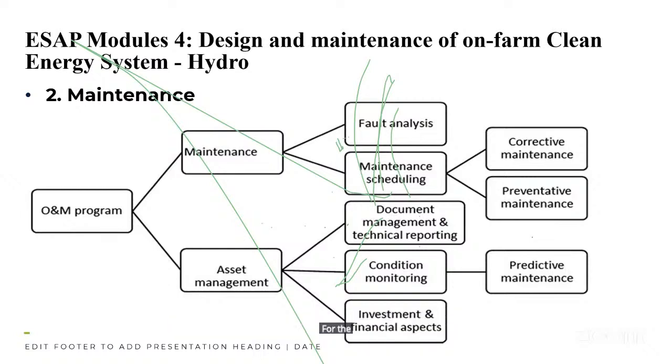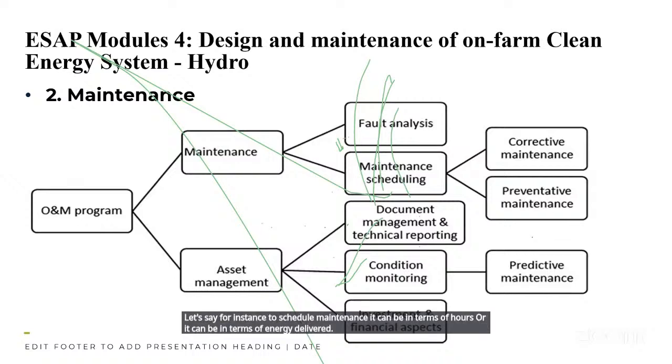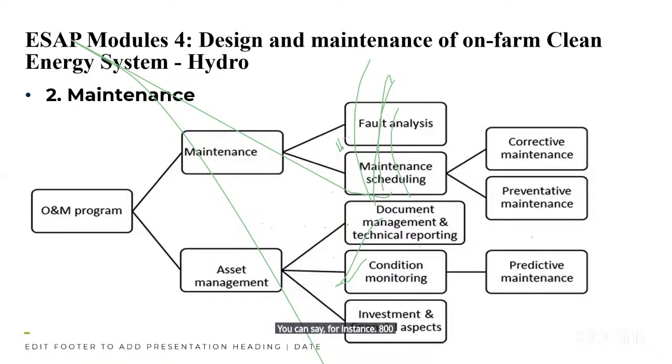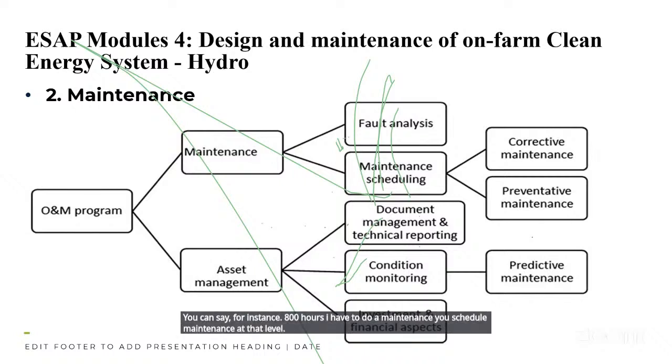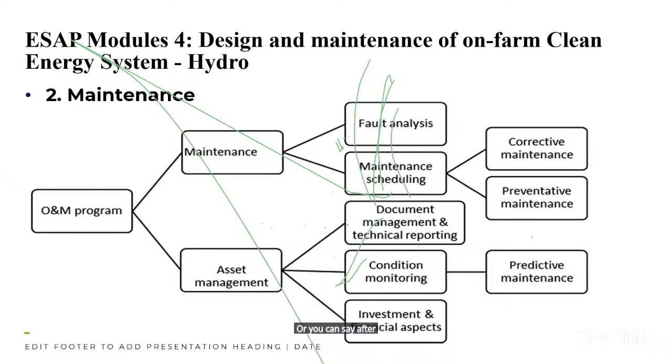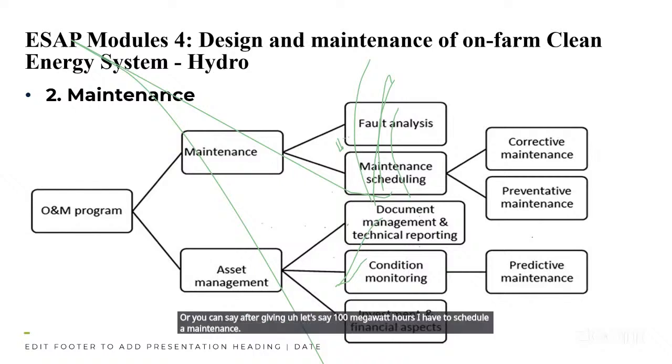For the maintenance part, you have to do a fault analysis, to see which spare is not working properly. You can also do the maintenance scheduling. Let's say, for instance, to schedule maintenance, it can be in terms of hours, or it can be in terms of energy delivered. You can say, for instance, after 800 hours, I have to do a maintenance. You schedule maintenance at that level. Or you can say, after giving, let's say, 100 megawatt hours, I have to schedule a maintenance. So those are two elements of the maintenance.